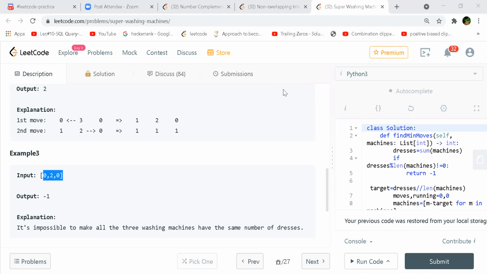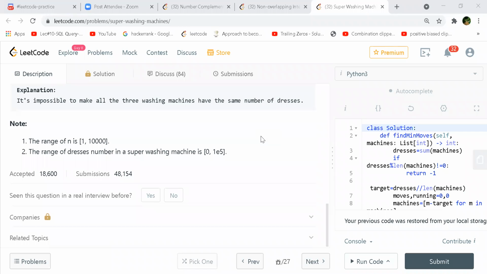Okay. So it means we need to always move it to the adjacent machine. Exactly. And at every point, check whether each of the machines has an equal number of dresses. And coming to constraints, the range of n will be 1 to 10K. Sorry, I said 100K, no problem. And the range of dresses in a super washing machine is 0 to 10 raised to 5. So it's a significant amount, right?